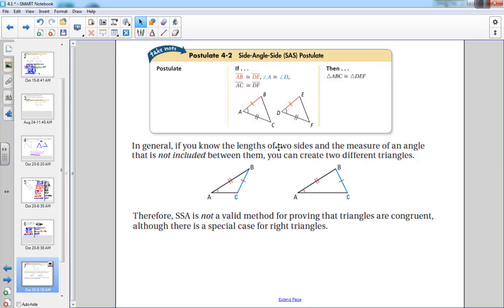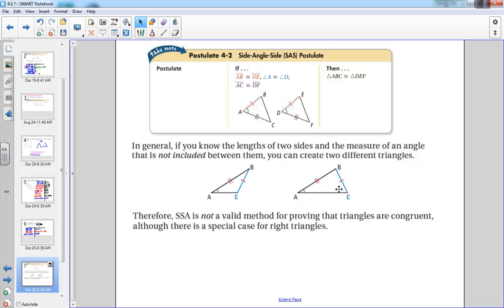Now, if you know the lengths of two sides, and I'm just reading this, if you know the lengths of two sides and the measure of an angle not included, remember this angle was included because it was between the two sides we're examining. This angle is not included. This one would have been included, but this angle is not included. You can create two different triangles, and they have it right there. Notice how AC grows a little bit, but AB and BC end up the same length. So I have two different triangles, and I'll show you how that works.